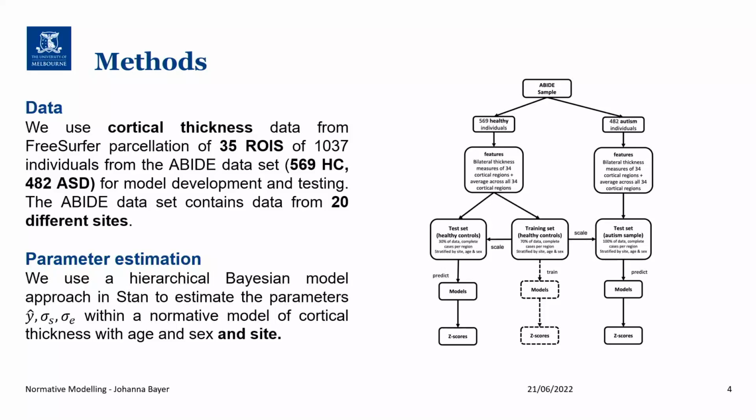To test this idea that I can use normative modeling for site effect correction, I took a rigorous train-test approach. I took the ABIDE dataset and divided it into the healthy control arm and the autism arm. Then I divided the healthy control arm into a training set, which was 70% of the data, and a test set. I then have as another test set the autism arm. I trained my model on the training set and made predictions for most of the test sets.